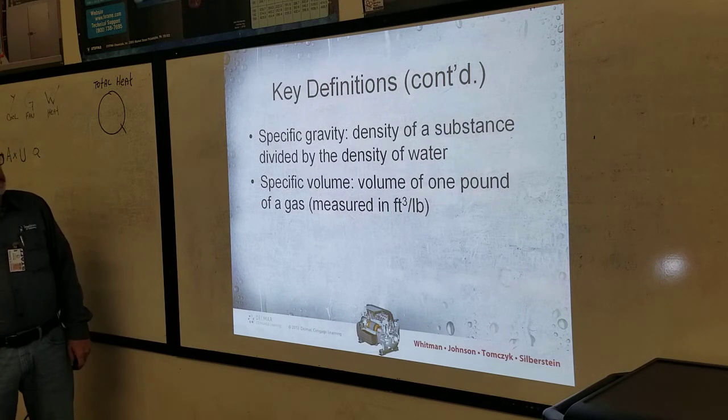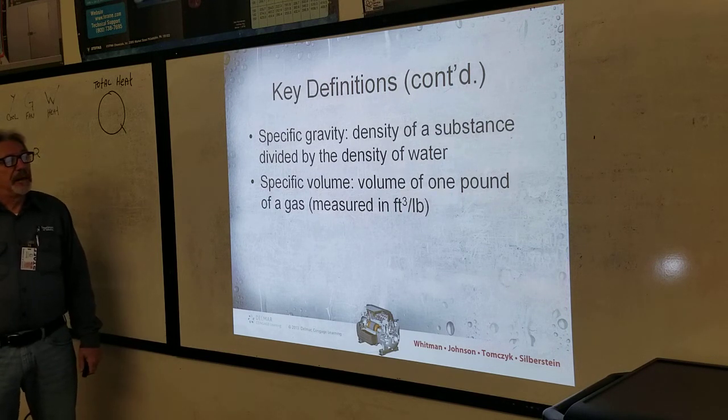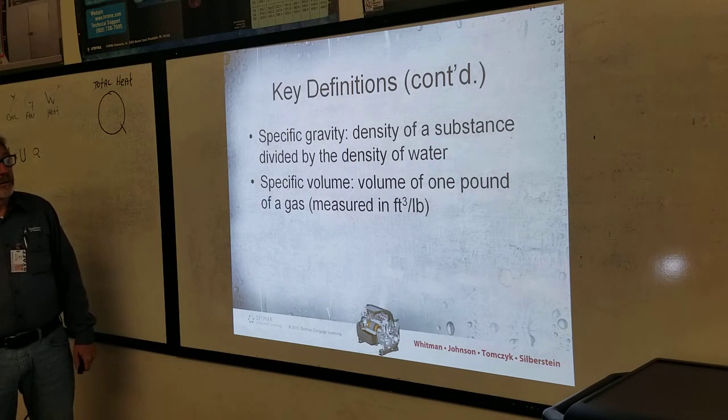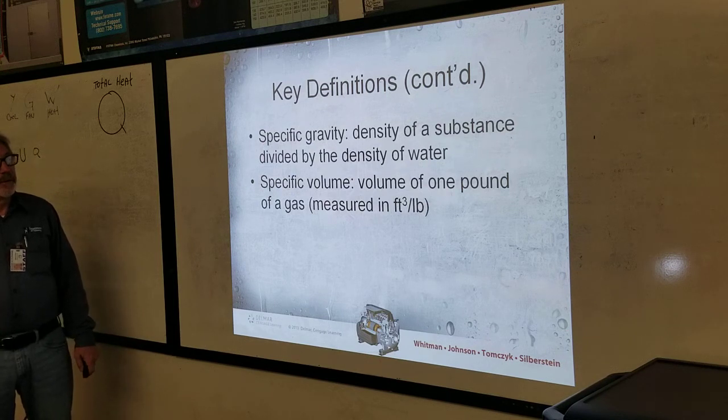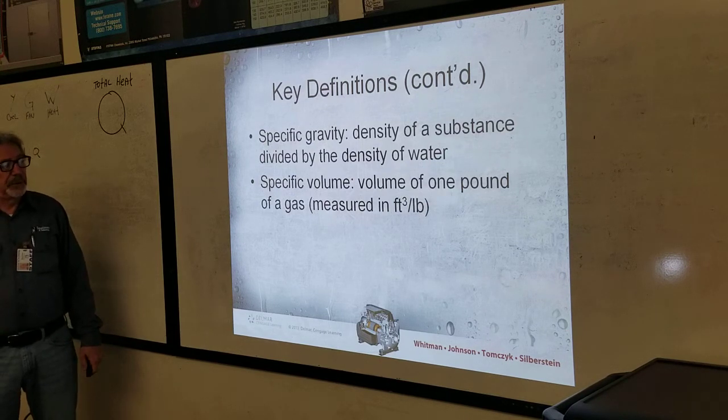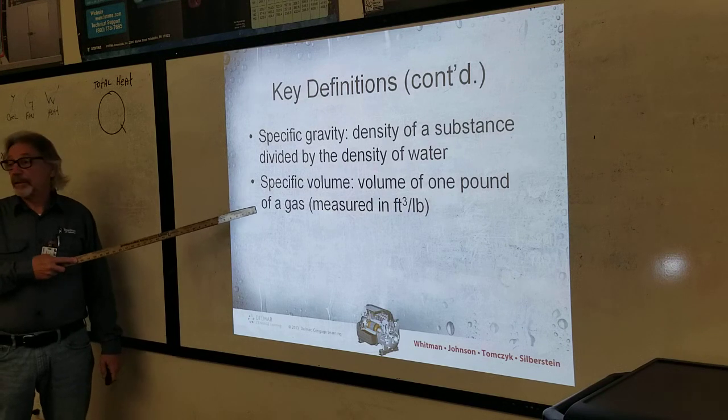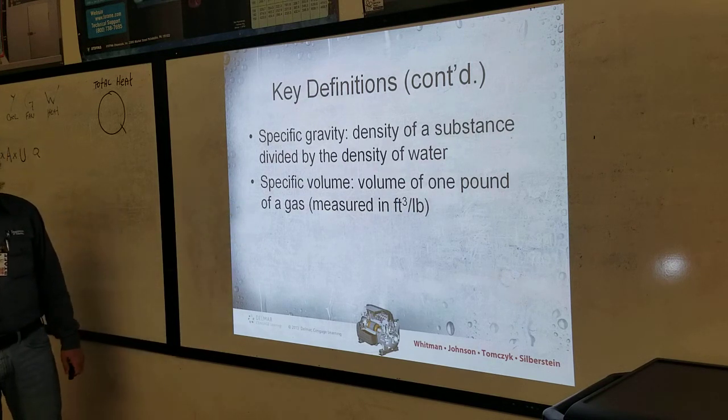Key definitions continued. Specific gravity is the density of a substance divided by the density of water. Specific volume is the volume of 1 pound of a gas measured in cubic feet per pound. So we covered all this last week, right? Specific volume, remember that?